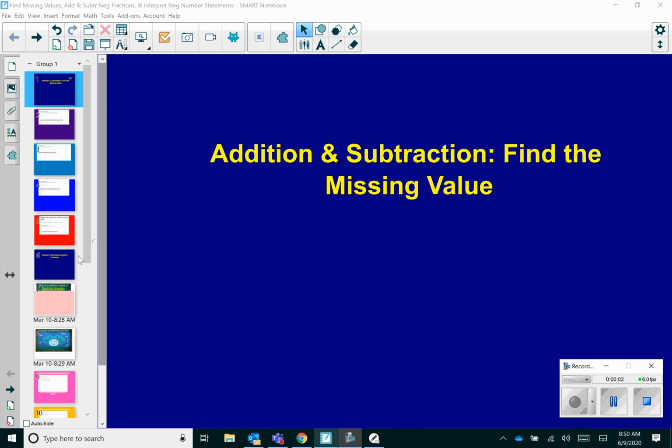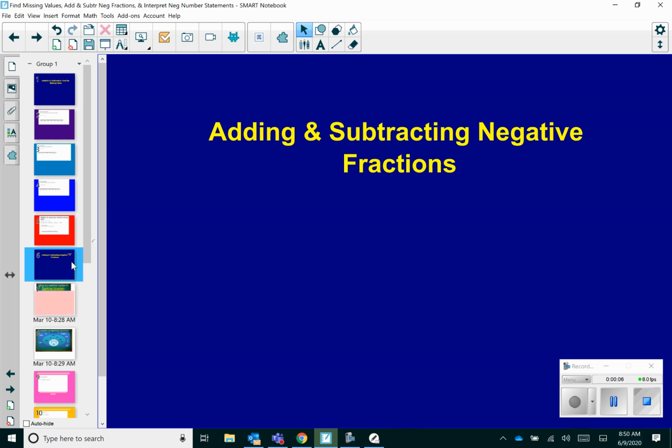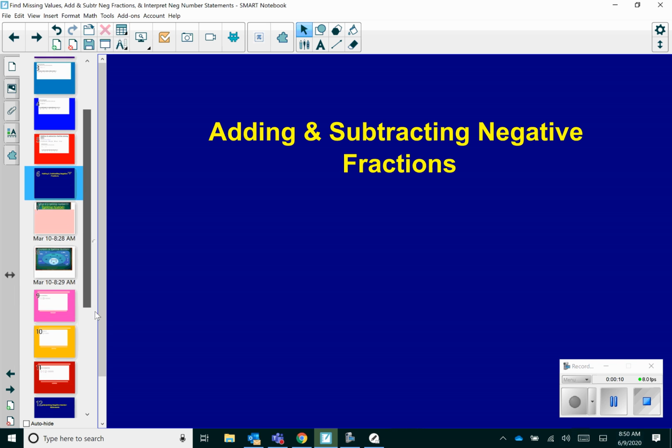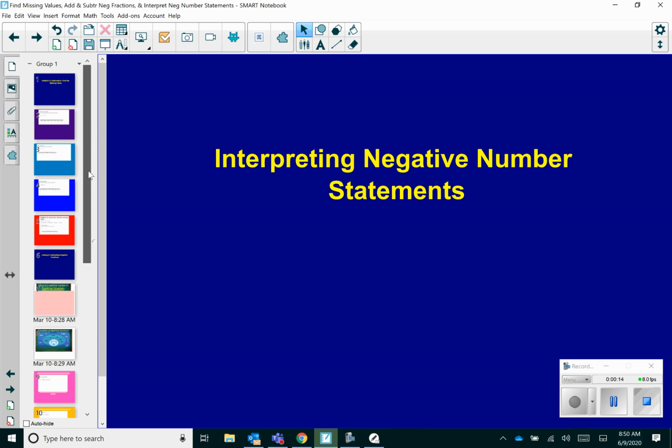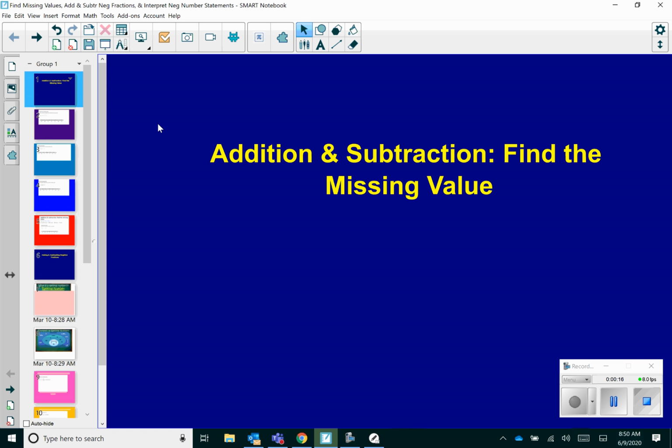Hello everyone. Today we are going to talk about addition and subtraction, finding the missing value, adding and subtracting negative fractions, and then the last skill we'll talk about is interpreting negative number statements. So let's start with finding the missing value.